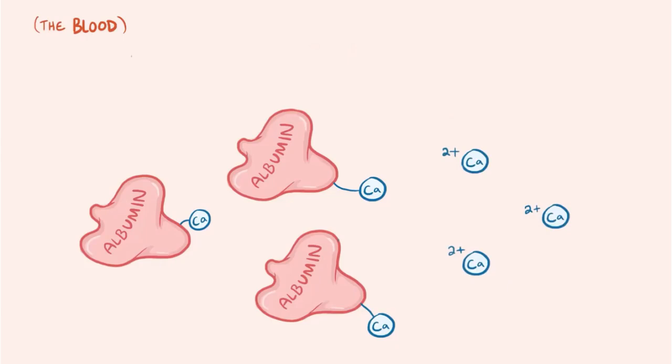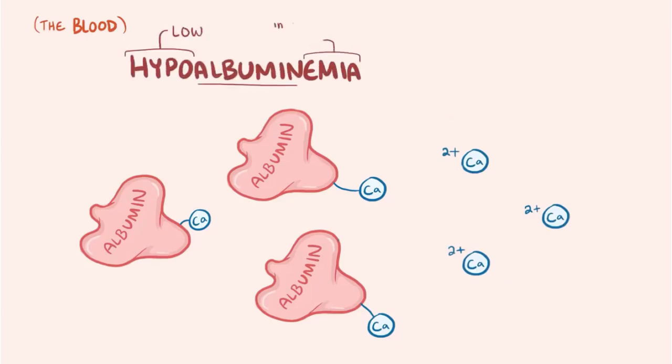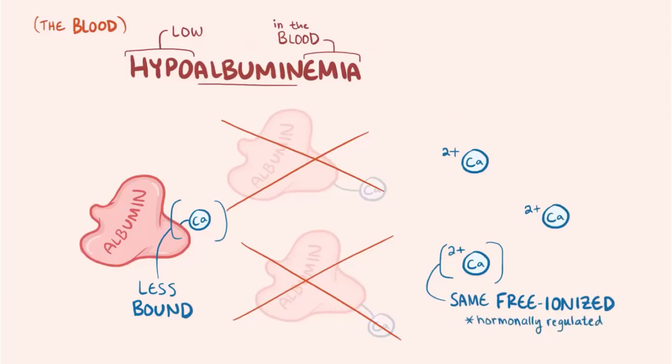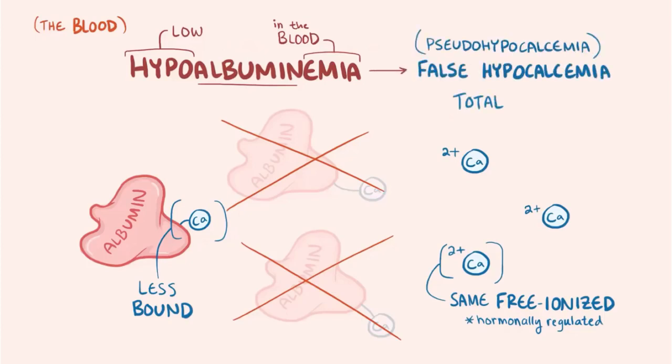Also, any condition that results in hypoalbuminemia, or low albumin levels, would lead to a loss of bound calcium, while at the same time free ionized calcium concentrations stay essentially the same, which is due to hormonal regulation. This is therefore called false hypocalcemia, or pseudo-hypocalcemia, since there's less overall calcium due to less bound calcium, but the free ionized calcium levels are still the same.